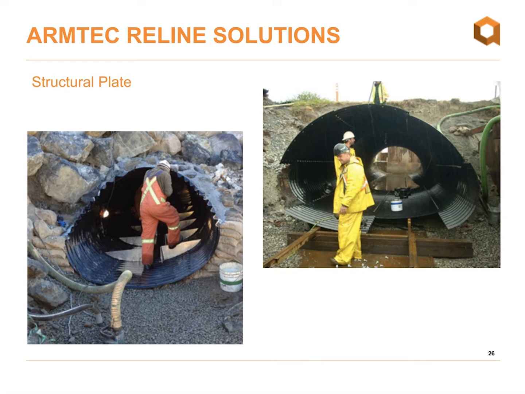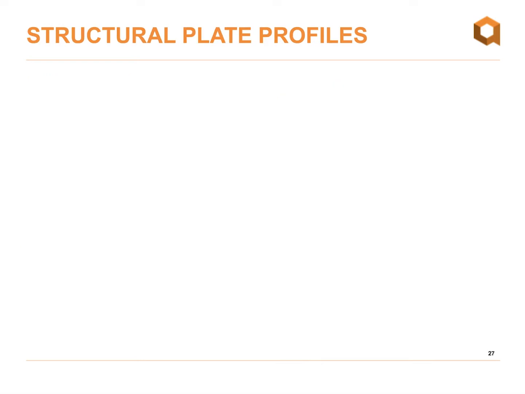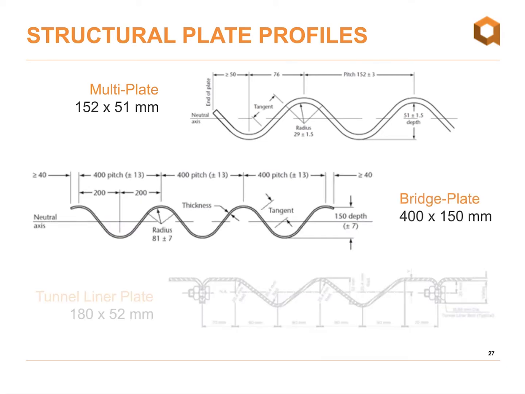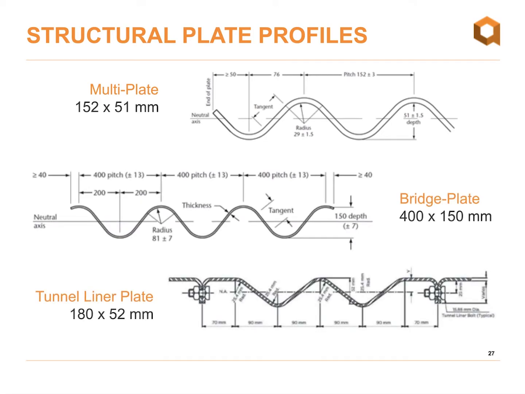So next I'll talk about our structural plate solutions. This is our multi-plate, bridge plate, and tunnel liner plate. Those are the three different types of structural plate that Armtec has to offer. The key difference between these different types of structural plate, of course, is the corrugation profile as well as the steel thicknesses that they're available in.